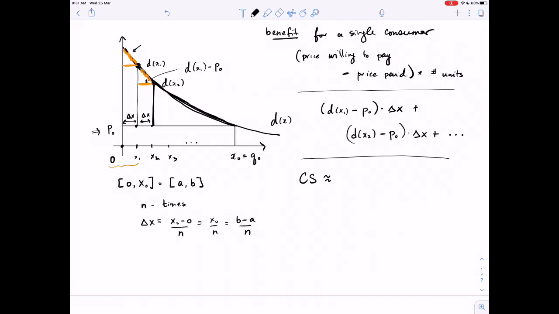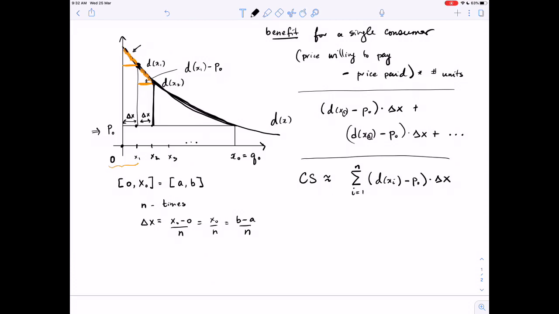It's approximately, well, we can write this as a Riemann sum. This is the sum from i equals 1 to n, and if we look through our sum here, the only thing that's changing is the subscript, the d of x1, x2, x3, etc. So this would be d of xi minus p0 times the incremental number of units that they're willing to pay.